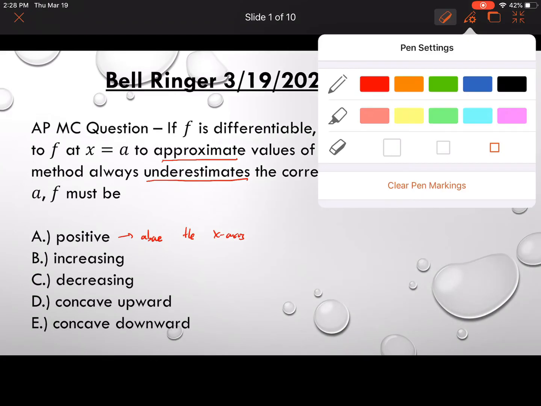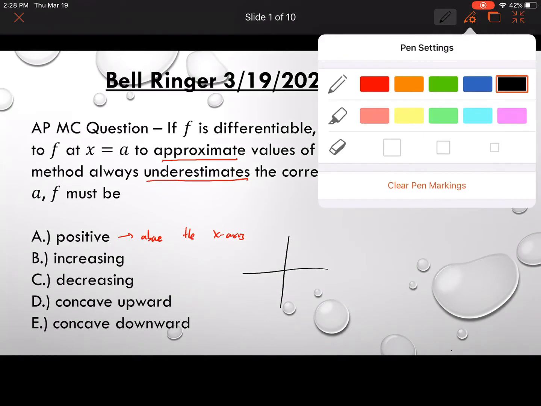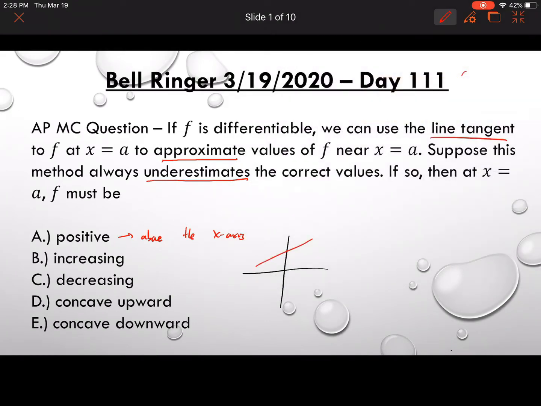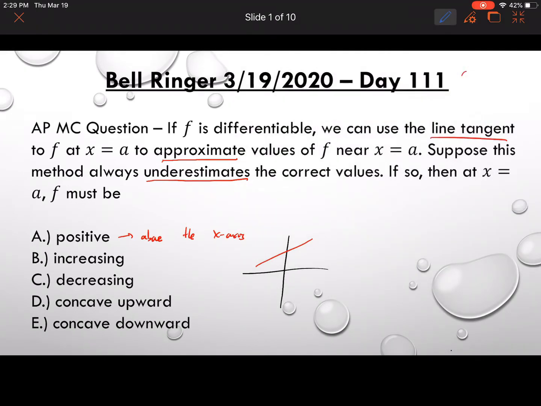So now the next choice tells us increasing. Well, let's see what an increasing graph looks like. An increasing graph can look something as simple as a straight line that's always going up. Well, if I were to draw a tangent line to this graph, once again we run into the same issue where we have a tangent line that is right on top of the original function graph. So the tangent line is blue, the original function graph is red. Once again, that is not going to give us an underestimate because the tangent line is going to have the exact same values as the original function graph. So that one's out as well.